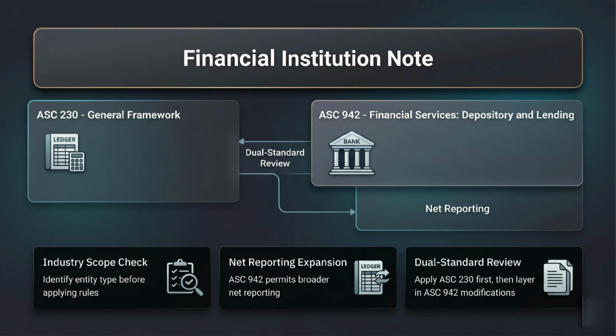So before applying a classification rule mechanically, identify the entity type. For most entities, ASC 230 gives the foundation. For financial institutions, apply ASC 230 first, then check whether ASC 942 modifies or adds guidance. In practice, entity scope is not a footnote detail. It can change the analysis.